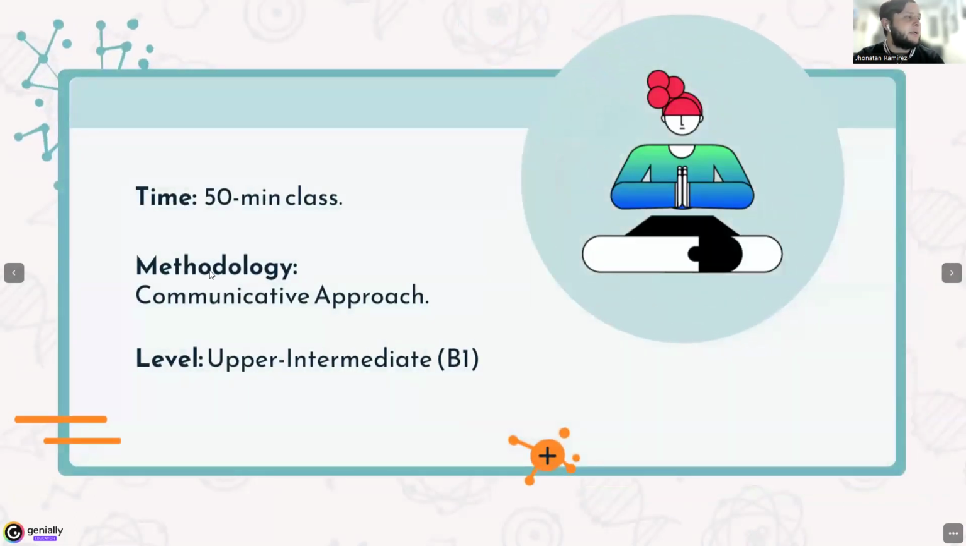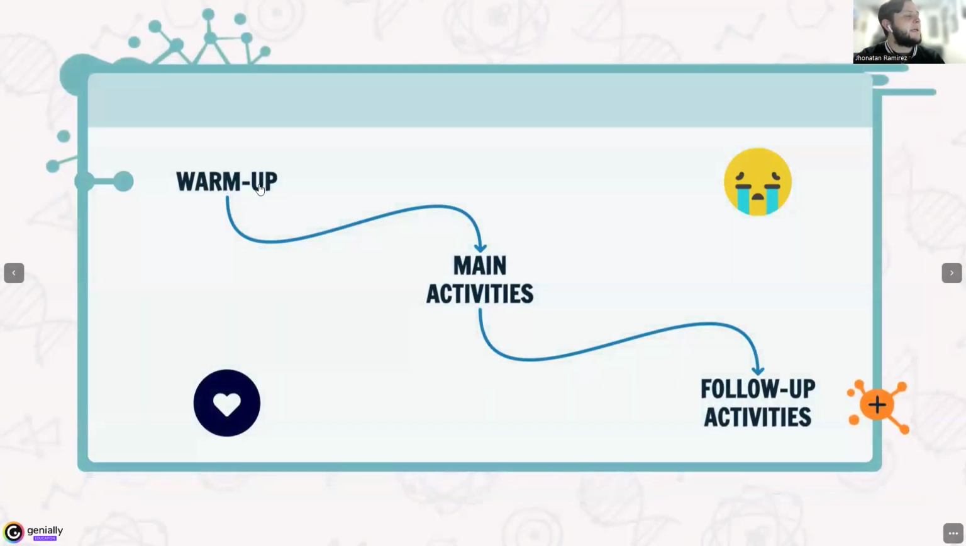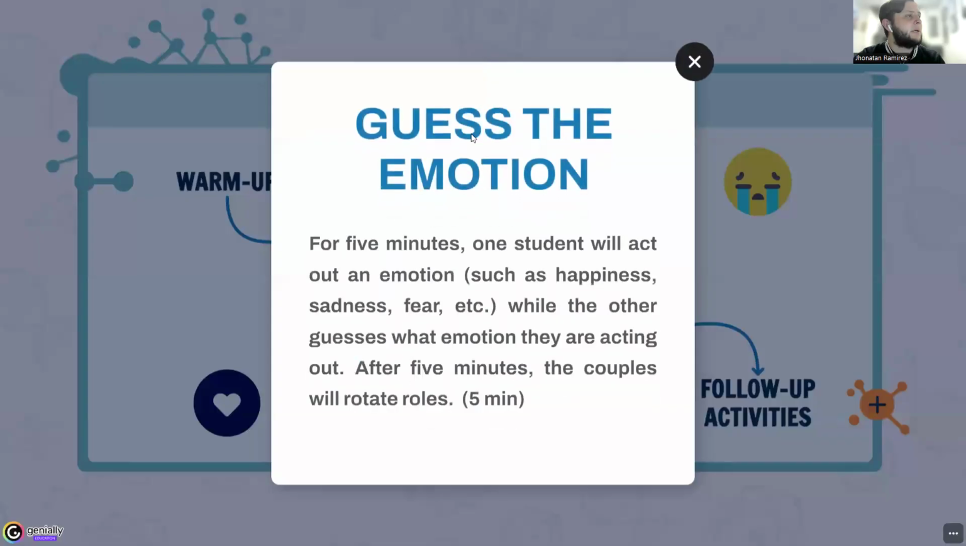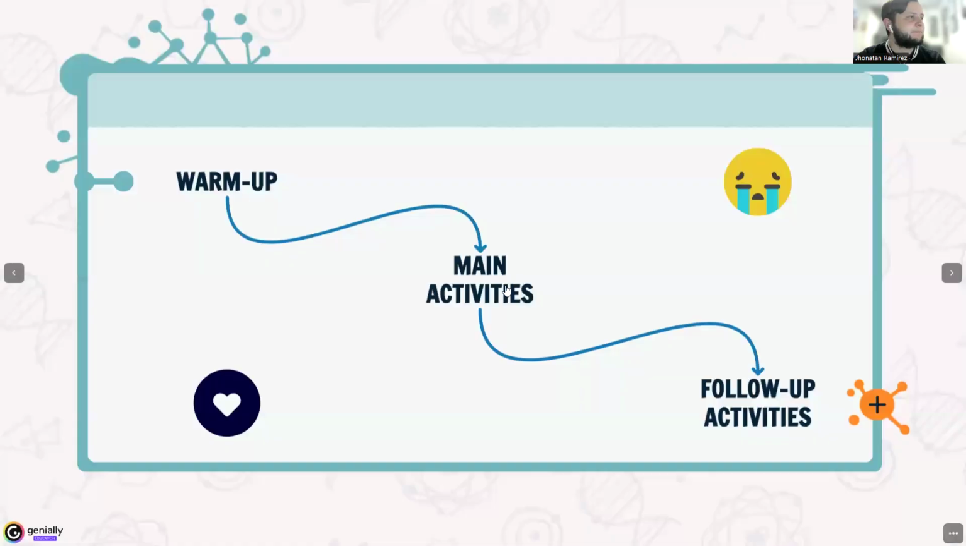The methodology that I am going to use in this opportunity, it's called communicative approach. The level it's for upper intermediate students, and the timing it's similar. Okay, 50-minute class. In the warm-up activity, students will try to guess the emotion. Yeah, one student of the classroom will act out an emotion, and the other ones are gonna guess.